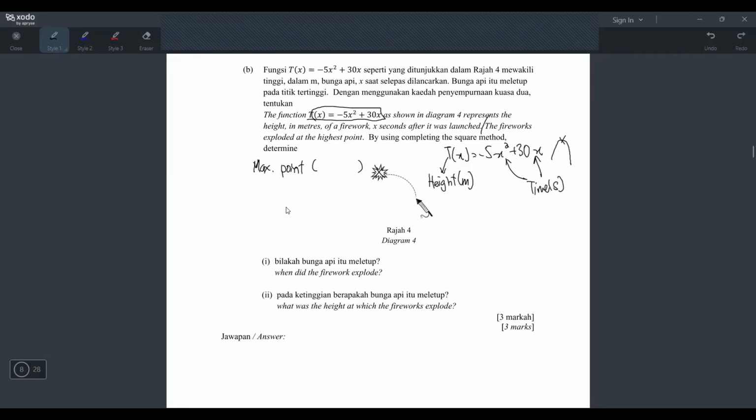Mana ada firework yang macam ni punya? Tak ada kan? Mesti the firework will shoot up until the maximum point and then boom, explode, right? And the maximum point, we can actually find it because we have the equation, right? But let's see what they want first.